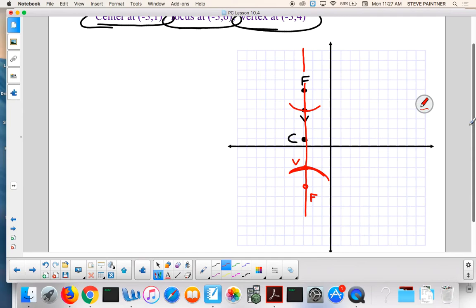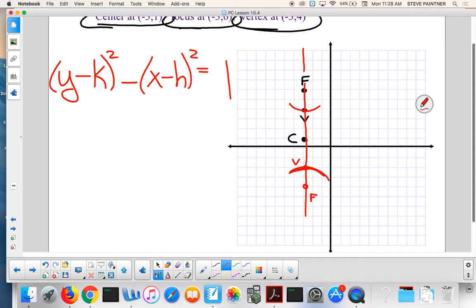Is this going to be y first or x first? Vertical. It's a vertical transverse. It has to be y. Think x is left, right, y is up, down. So you better go with this one, y minus k squared minus x minus h squared, equals 1. And then where's the a squared go? It's always going to be first. Whatever you put first, a squared goes under it. B squared goes here. Hey, does A squared have to be the biggest number? No, don't get hooked on that. That's ellipses, not hyperbolas, okay?